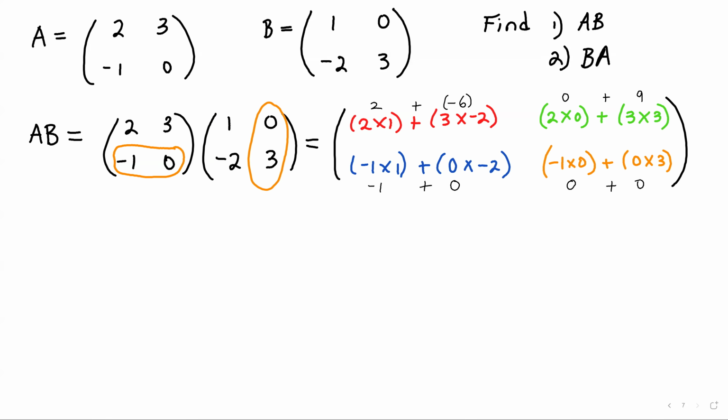So the full answer now, let's write it out by working out these. 2 plus negative 6 means 2 take away 6. That would give you negative 4. 0 plus 9 is 9. Negative 1 plus 0 is negative 1. And then 0 plus 0 is 0. So your answer for AB would be negative 4, 9, negative 1, 0.